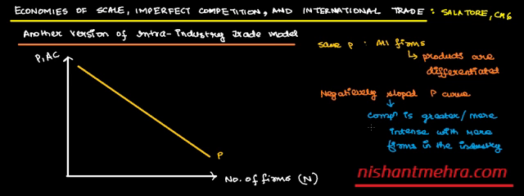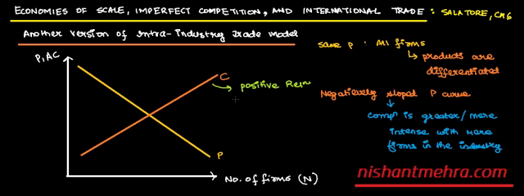Well, if you look at it, the relationship between the cost and the number of firms is positive. So let us draw that relation too. The relationship between cost and number of firms is positive. So you have a positive relationship here.